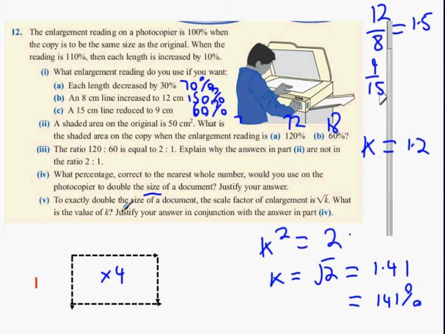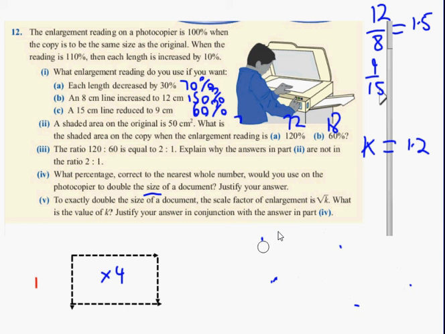Now finally, to exactly double the size of a document, the scale factor of enlargement is root k. What is the value of k? Justify your answer in conjunction with part 1. Your k value is basically what we went through already. We're doubling the area, we're not doubling the lengths. So to double the area, we need k squared to be equal to 2.